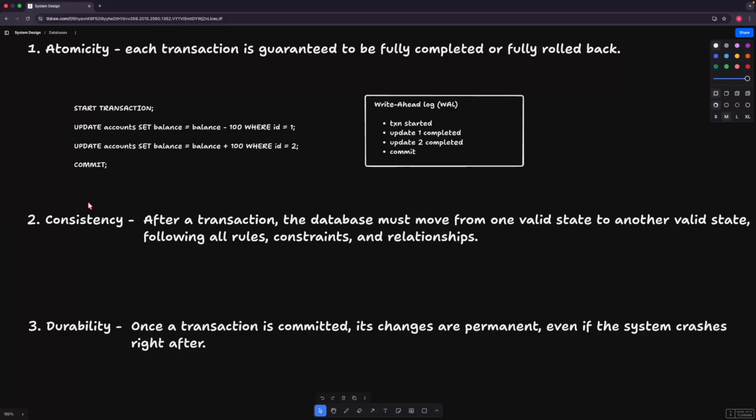The next principle we have is consistency. With consistency, we mean here that after a transaction, the database must move from one valid state to another valid state, following all the rules, constraints, and relationships.